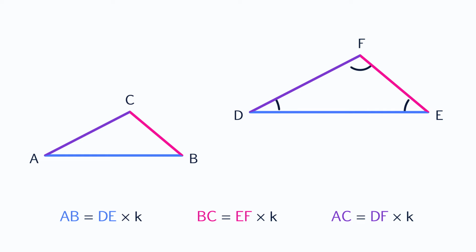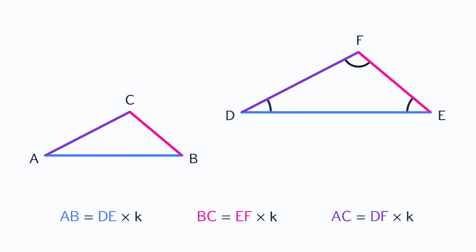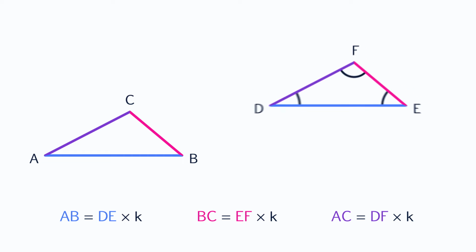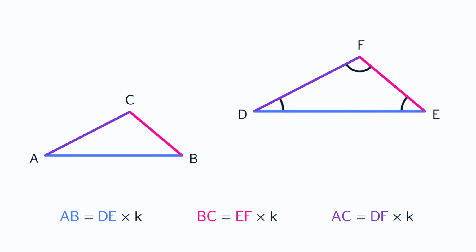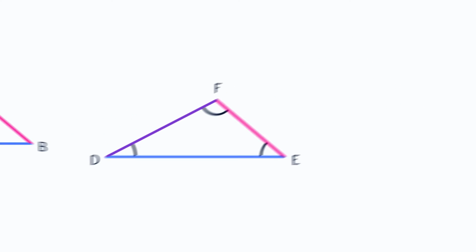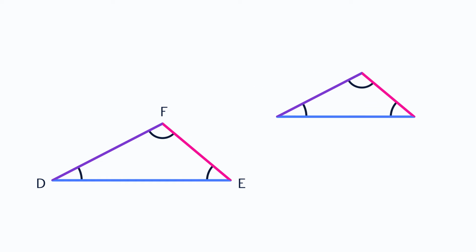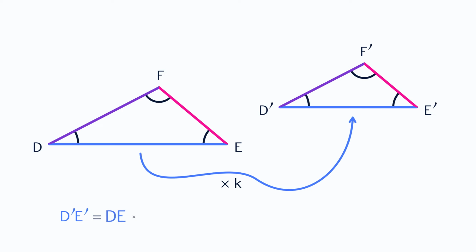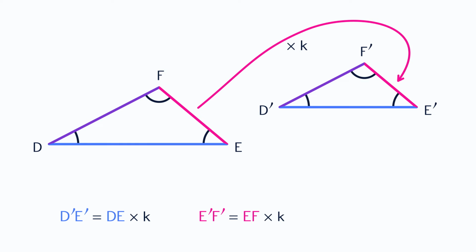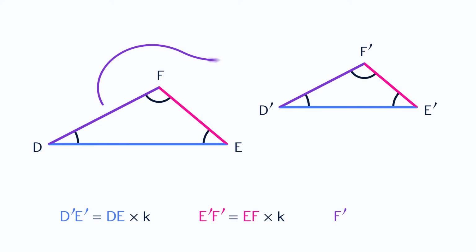Just to get a visual, let's take the triangle DEF and see what happens as you scale it. Watch what happens to the angles. They stay the same. Okay, so now let's scale the triangle DEF by a common ratio K. The K can be any number. Call the resulting triangle D', E', F'. Now the lengths of the sides of this new triangle are D'E' equals DE times K, E'F' equals EF times K, and F'D' equals FD times K.